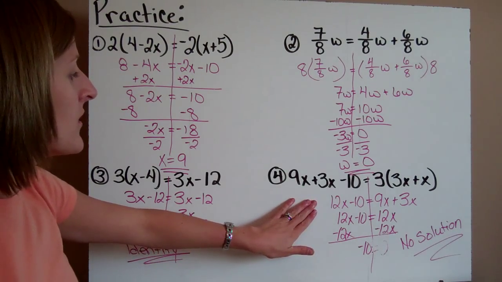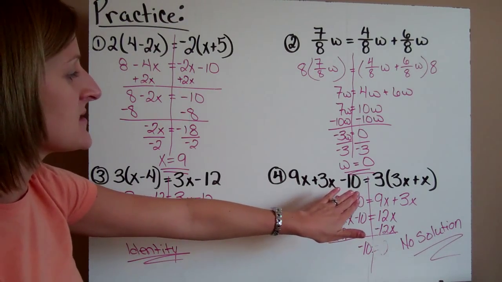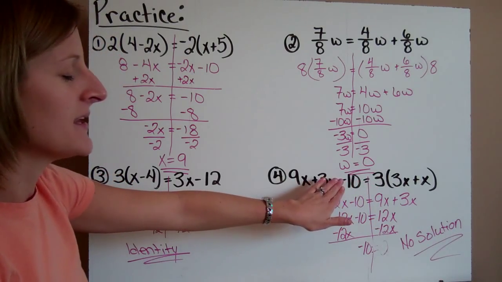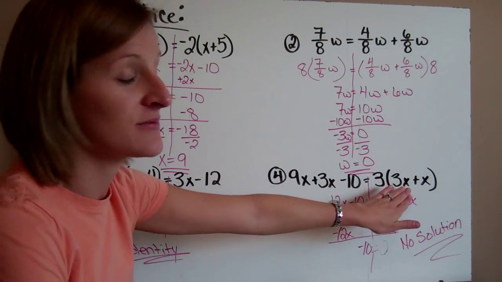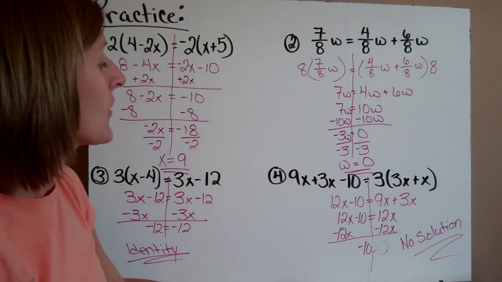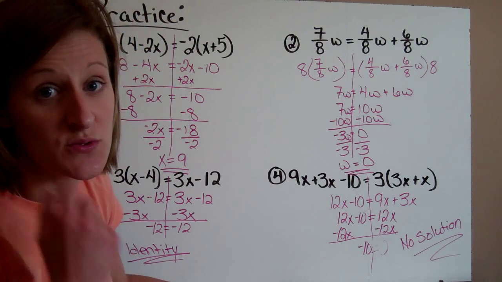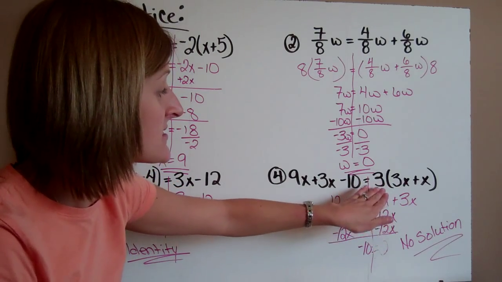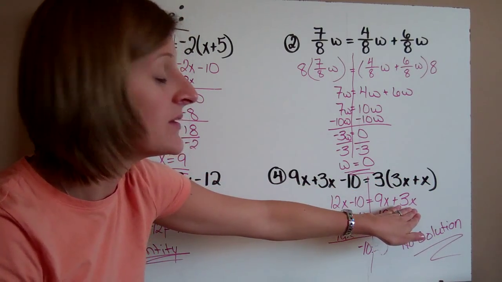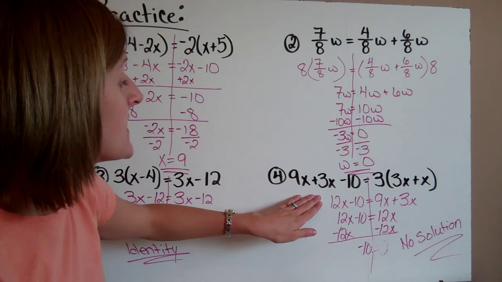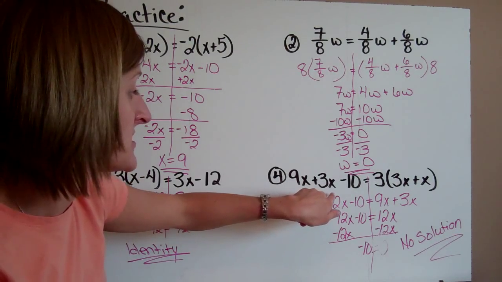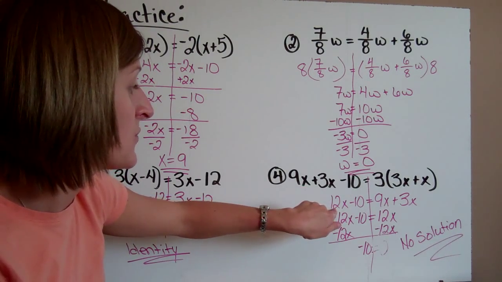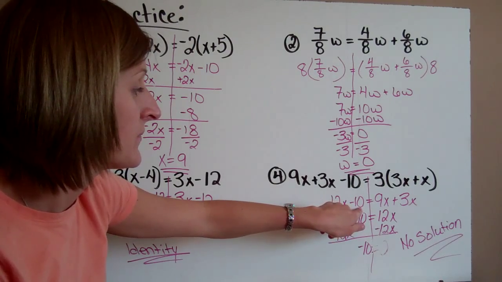Now number 4, we have 9x plus 3x minus 10 equals 3 times 3x plus x. Okay, the first thing I need to do is distribute. Right over here, 3 times 3x is 9x, and 3 times x is 3x. On this side, I need to combine like terms, which is the 9x and 3x to get me 12x. I still have minus 10.